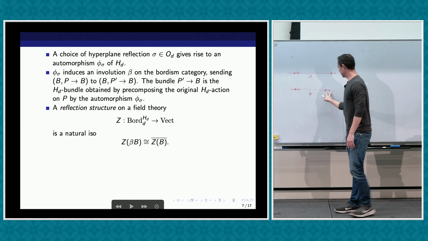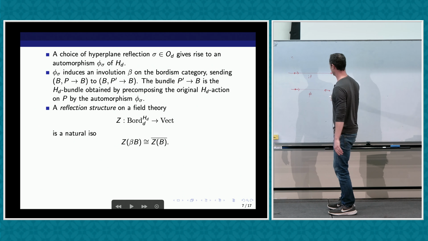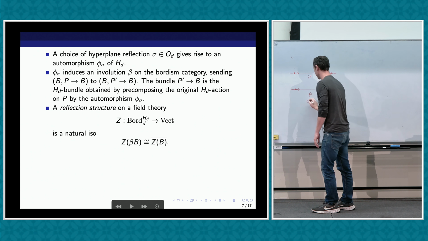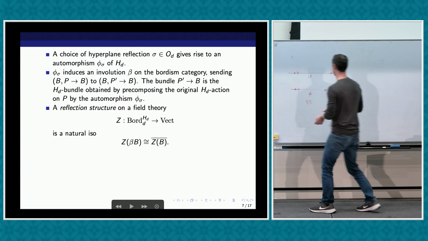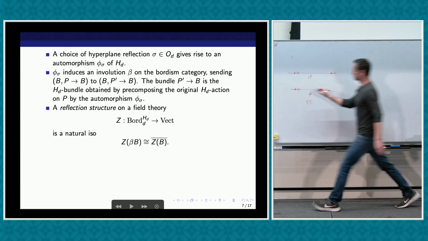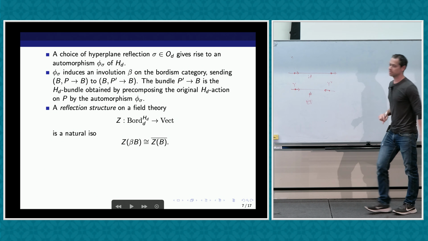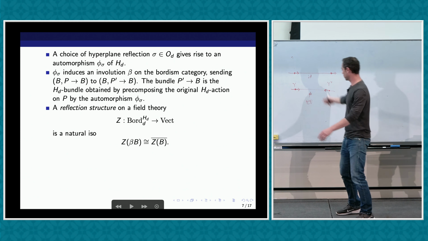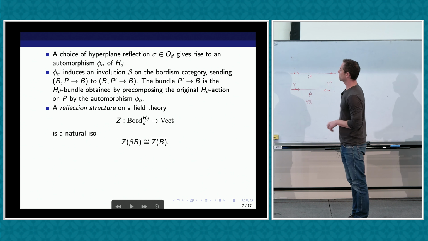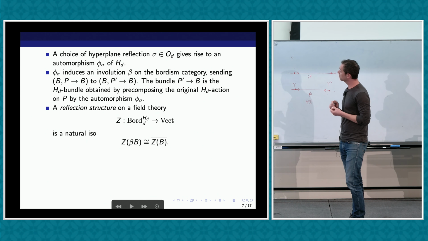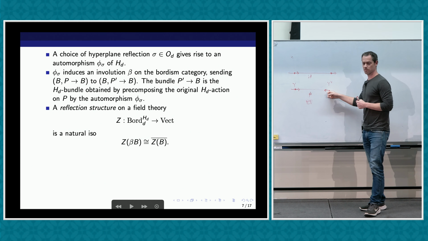But notice that here, you reverse this arrow of time. So this is the evaluation map for a duality. Let me call this bordism Y, and let's call this Y dual. And you have the evaluation map, which goes to the monoidal unit. In this case, the monoidal unit is just the empty bordism. So why am I bringing this up? Well, this beta involution is related to this duality that's given by reversing the arrow of time.